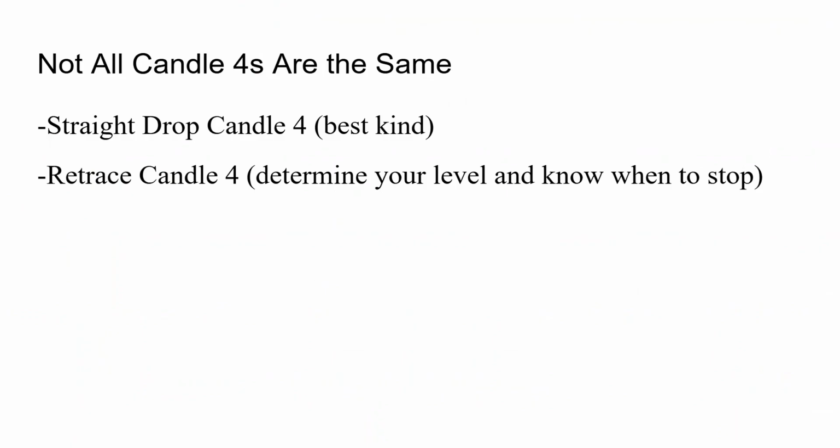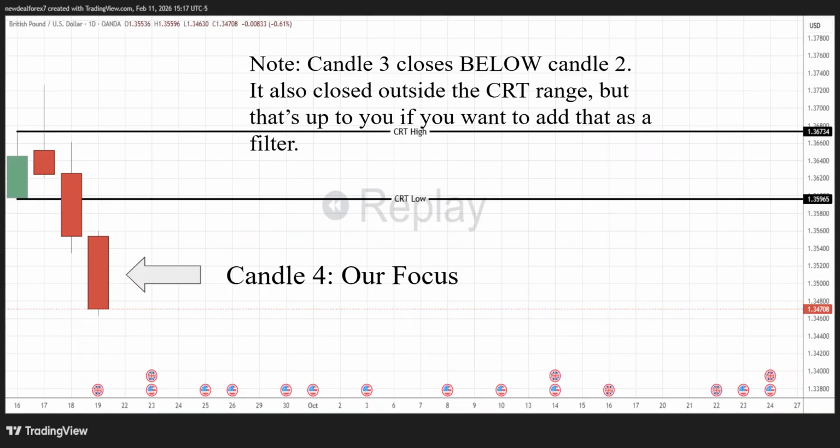Okay. So not all candle 4s are the same. We're only going to focus on two types for this presentation: the straight drop, which is the best kind, or the retrace. But if you're going to trade retraces, you need to determine your level and know when to stop. And really, the best way to know when candle 4 is not going to play out, and I'll allude to this later, is if it takes out the high of candle 2 if you're short. If price opens here and retraces all the way up and takes out this high, just don't bother. All right, just don't bother.